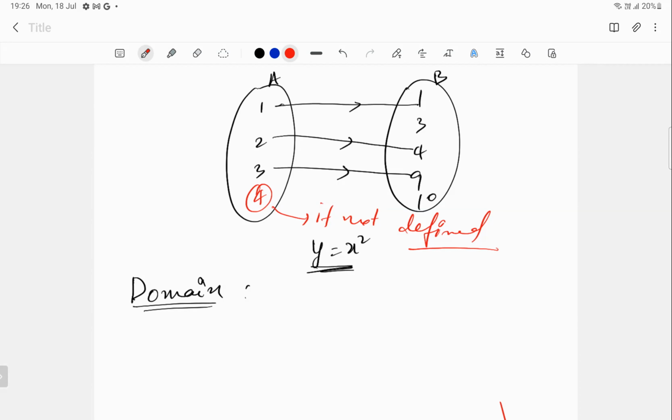Okay, now what is range? All the values corresponding to this, the images that you are getting, right? Images, what you are getting, 1, 4, 9, right? So these are called the range.